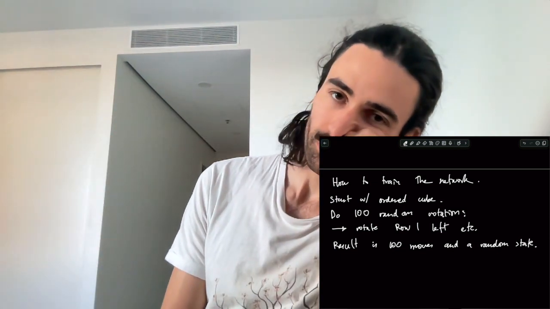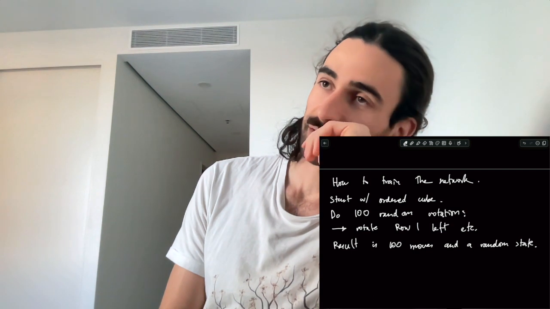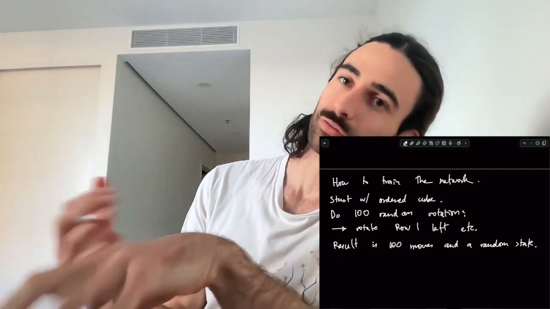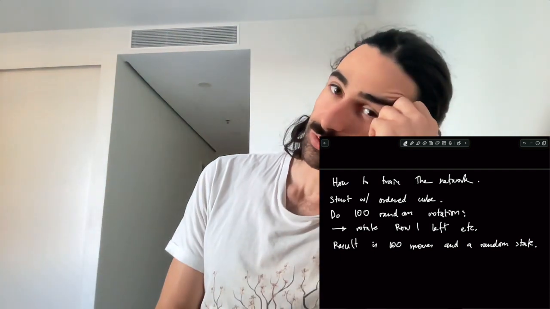But more than that, I think what you have is not only 100 random moves and a random state, but also 99 random moves and a random state, and 98 random moves and a random state, and so on and so on. So you can see we've just collected a huge amount of training data which the network could be trained on. So I'll just make a note. This creates training data for the network.